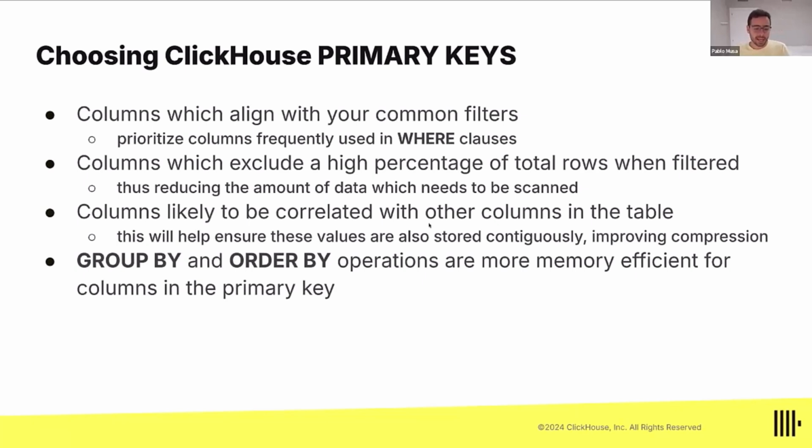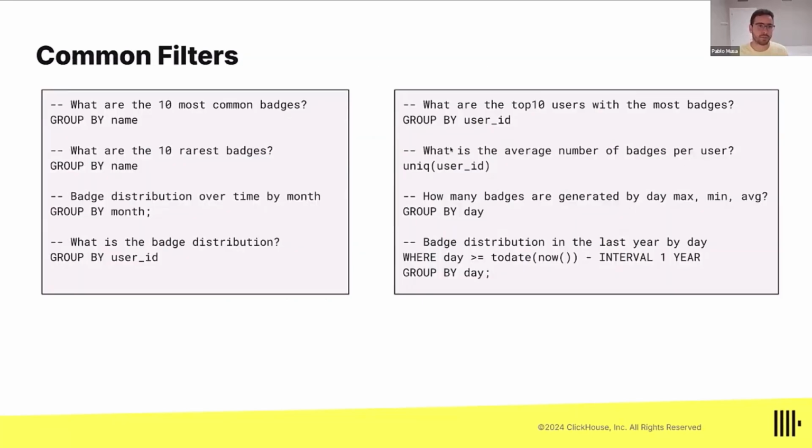But the idea is that if column A has something to do with column B, the fact that they are together is usually a good thing, because when you put column A and then column B, the values are going to be the same. They're going to be stored contiguously, and it's going to be better for compression. Group by and order by operations are more efficient for columns in the primary key. So that's a plus, not really important. The where clause is what makes the difference.